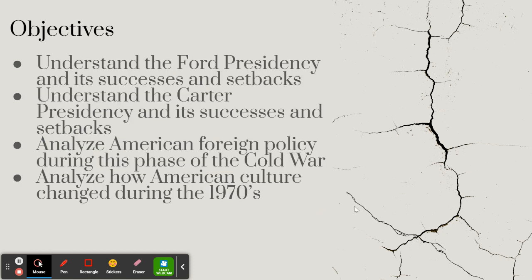So the objectives, what we want to do mostly, we want to understand these two people. We want to understand President Ford and President Carter. They're going to be our primary focuses. They're the two that pretty much run the country during the 70s. And then we're going to look at two different pieces, how the United States dealt with its foreign policy and how the United States dealt with its domestic policy. Remember, foreign policy is dealing with things outside of the United States. Domestic policy is dealing with things inside of the United States.